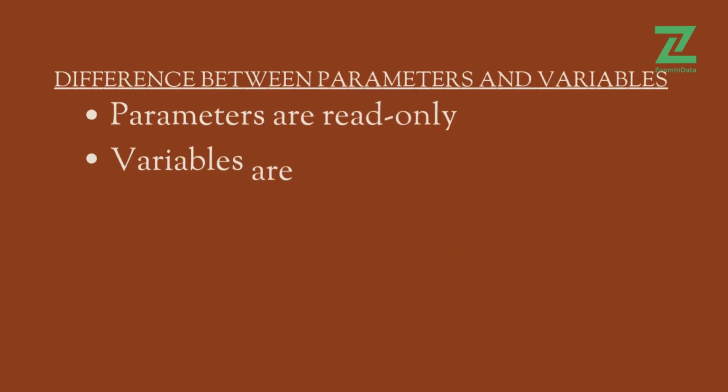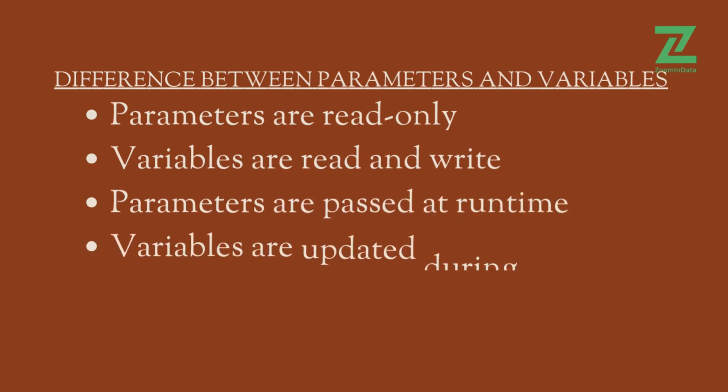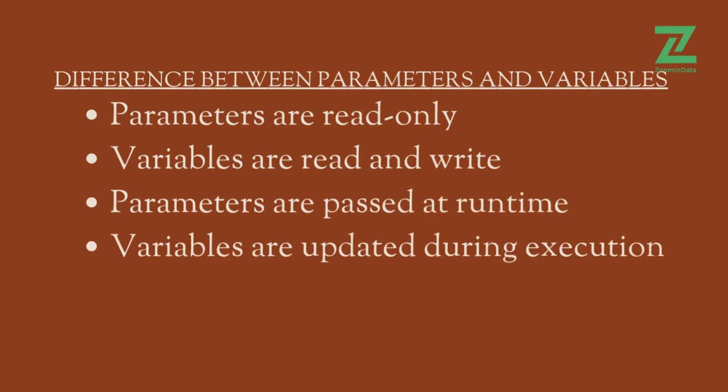There is a clear difference between parameters and variables. Parameters are read-only, while variables are read and write. Parameters are passed at runtime, before execution starts. Variables are updated during pipeline execution.